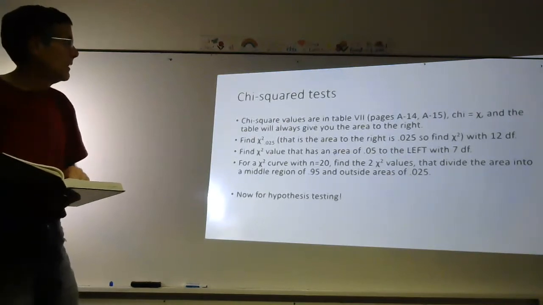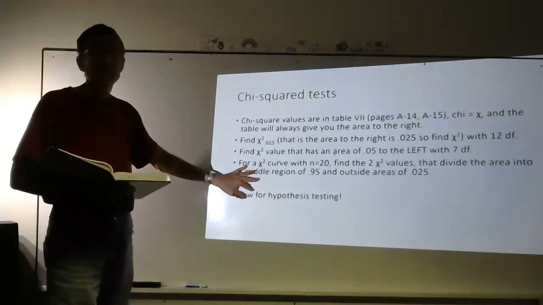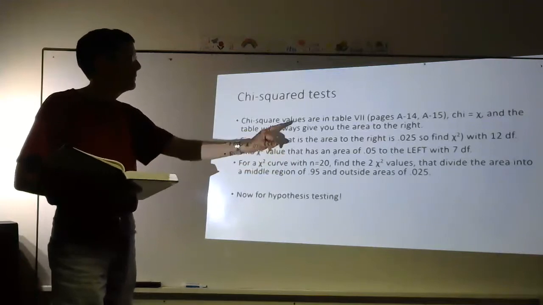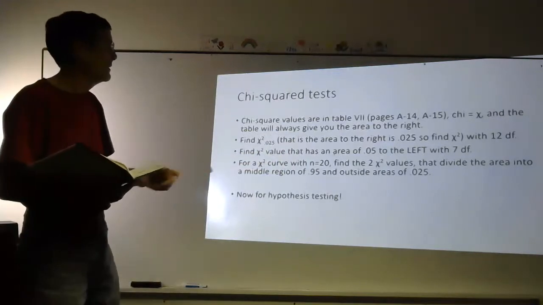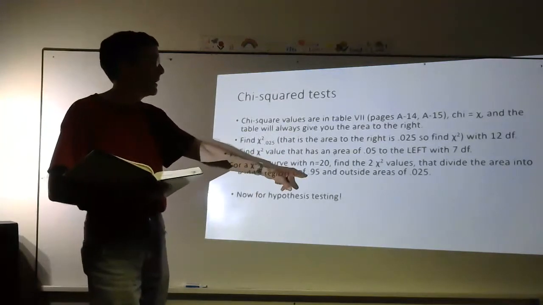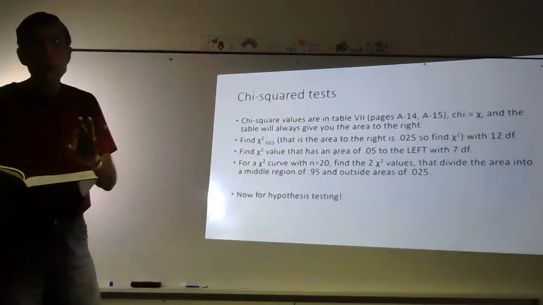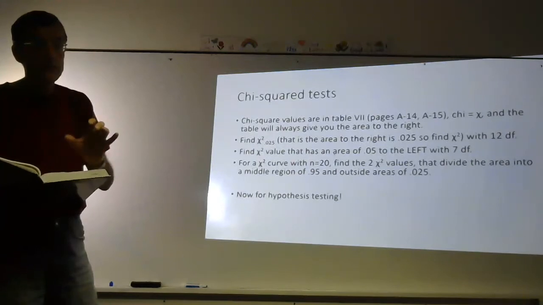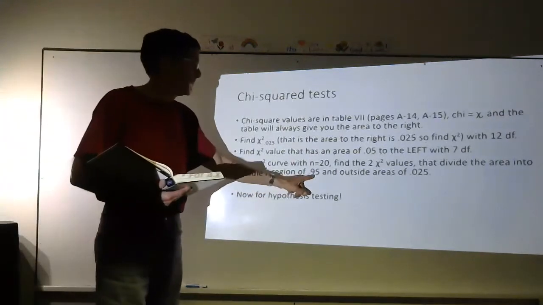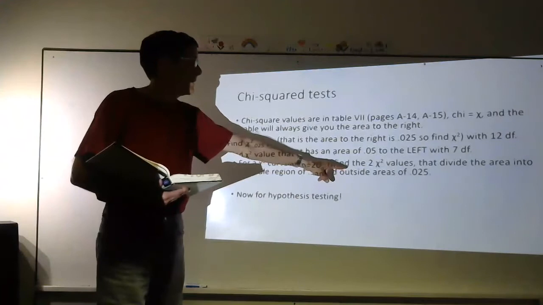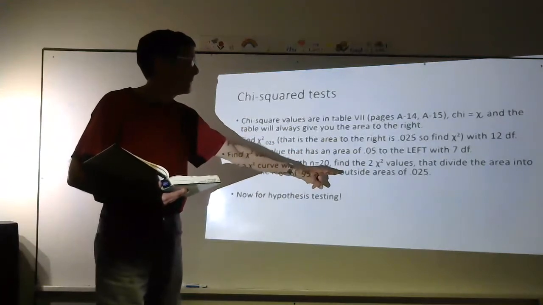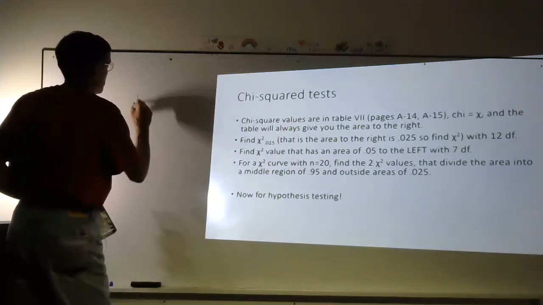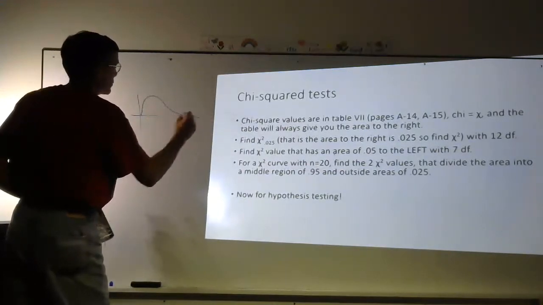You will never do this, but I just wanted to refresh your memory. Suppose n is 20. Find the two chi-squared values that divide the area into a middle region of 0.95 and outside areas of 0.025. Remember doing these for two-tailed tests in chapter 9? Middle region of 0.95, if the outside area is 0.025, let me draw it, you're going to have something right skewed.